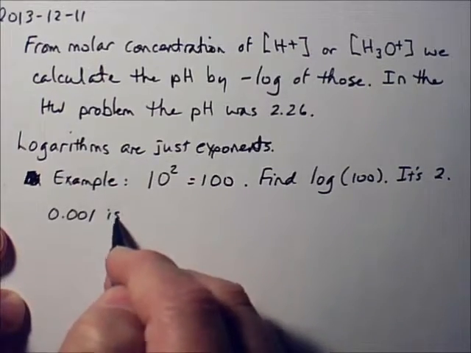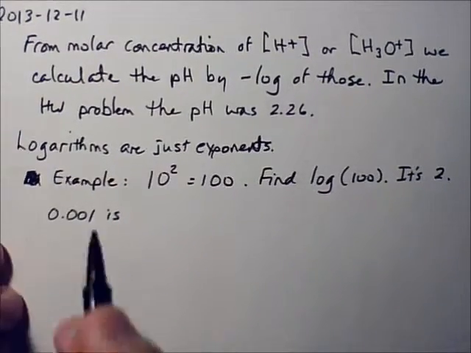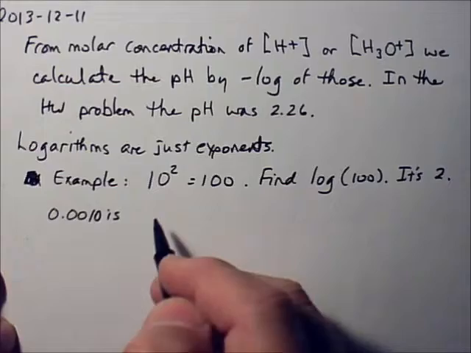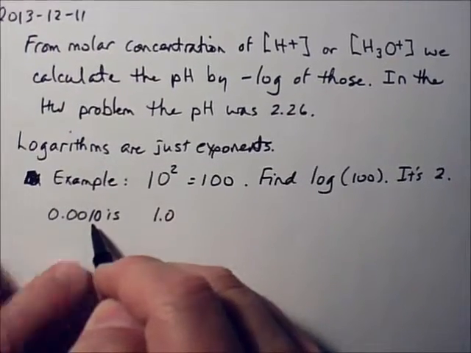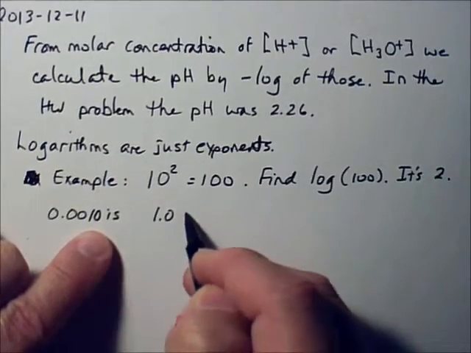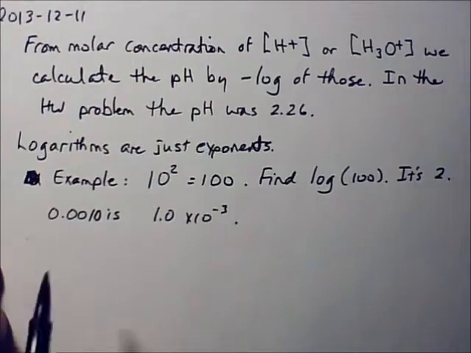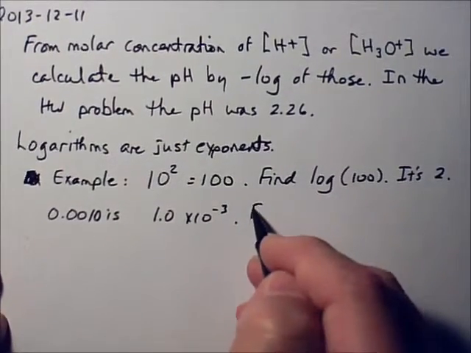And what is this in exponential notation? Let's put a 0 here. What is this number in scientific notation? 10 to the negative 3. 1, 0, because I got a 1 and a 0 here, times 10 to the negative 3, right? All right? Find the logarithm of this.